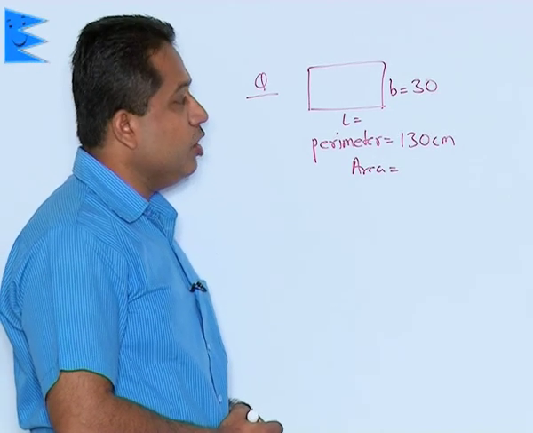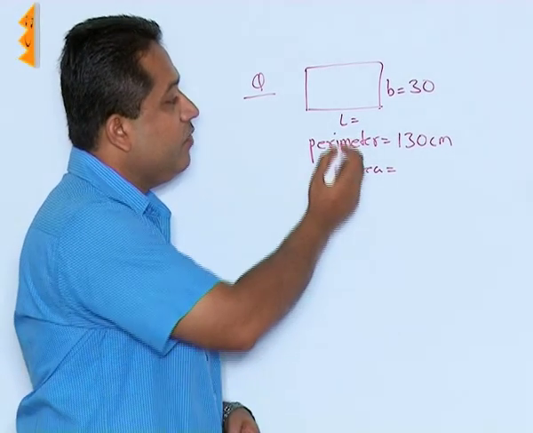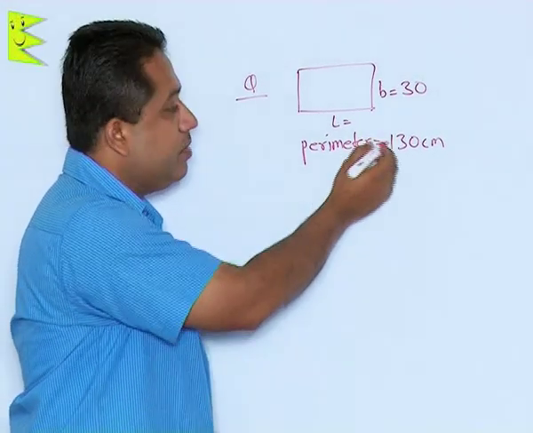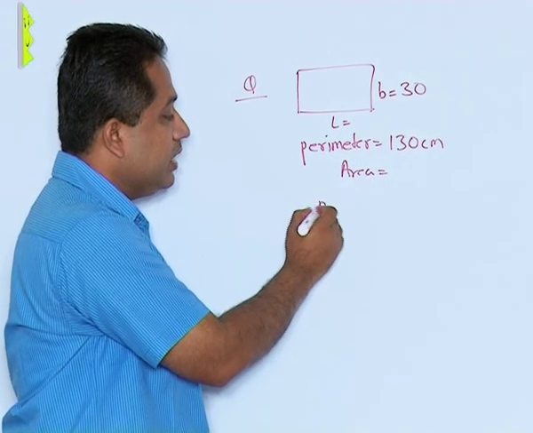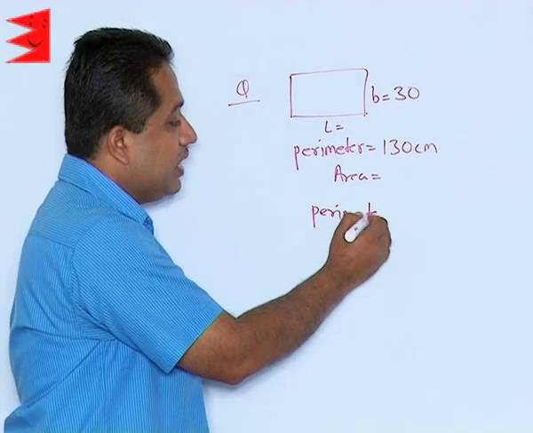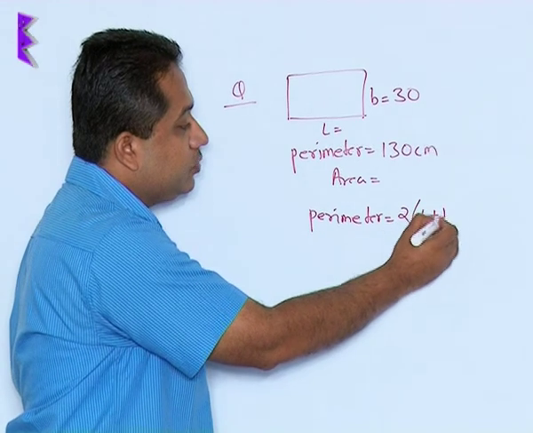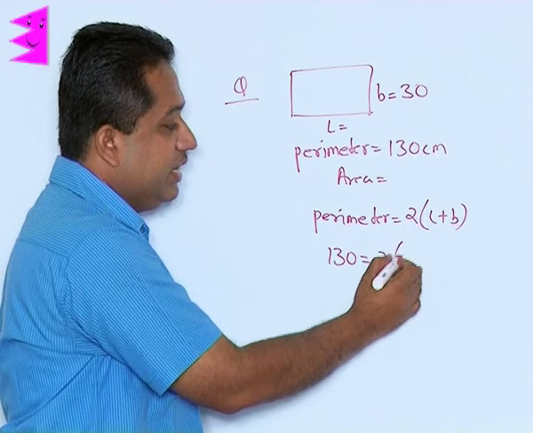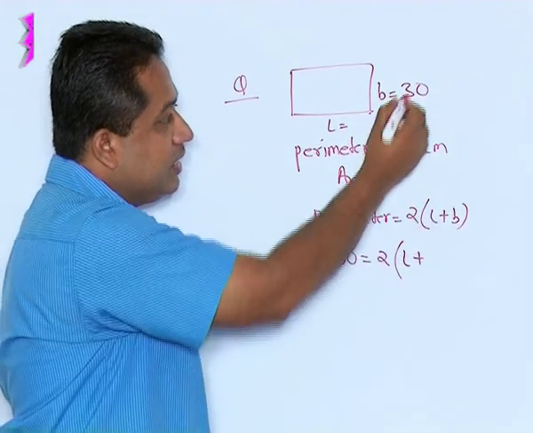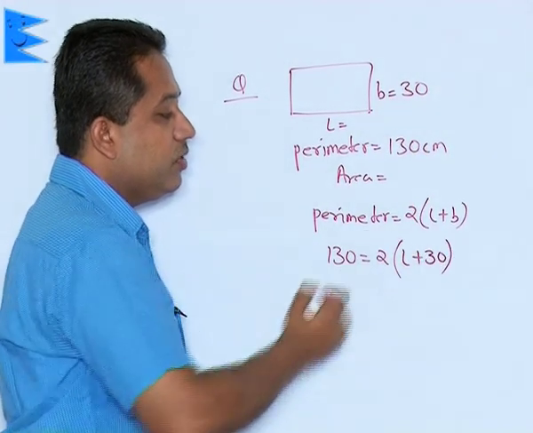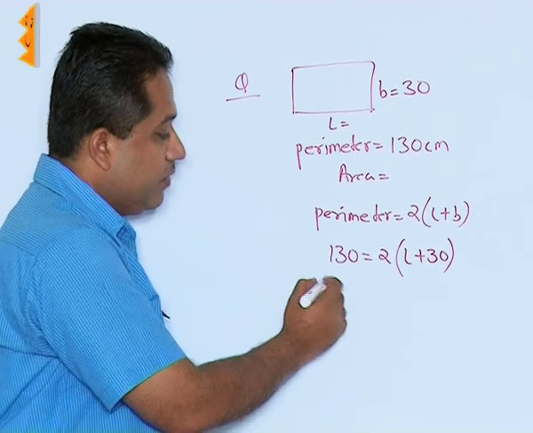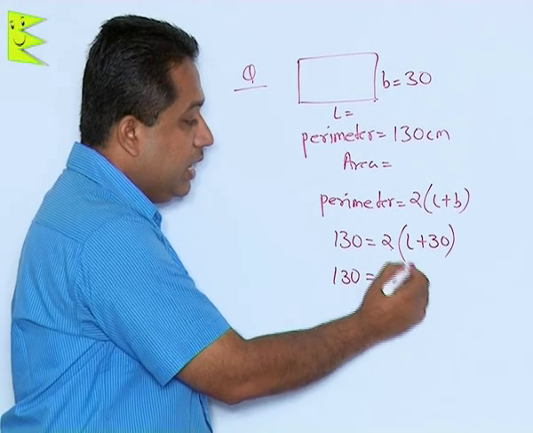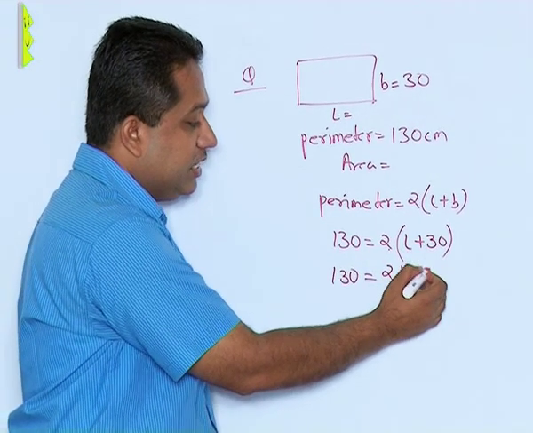Now, since the length is unknown, the first part of the question we have to find out the length by using the formula for perimeter, because the perimeter is given to us. So, we can say perimeter of a rectangle is 2 bracket L plus B, perimeter is 130, this will be twice of length is unknown, so L plus the value of breadth is given, so I am going to put the value of breadth as 30. Now, we are going to open the brackets. Here we get 130 equal to 2L and 2 into 30 becomes 60.